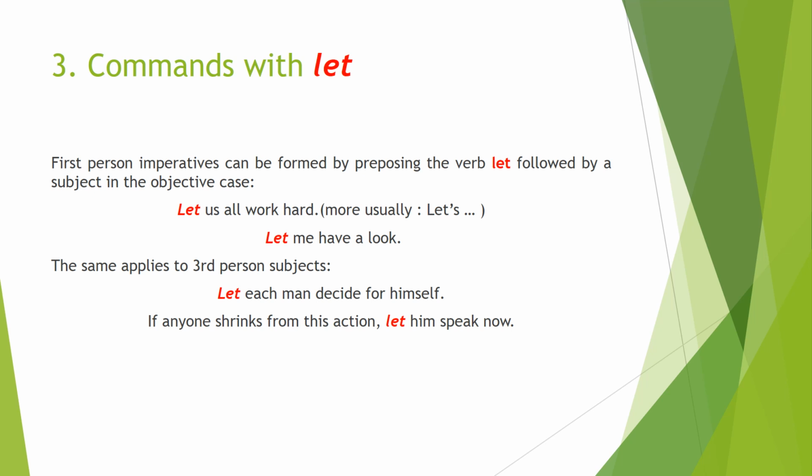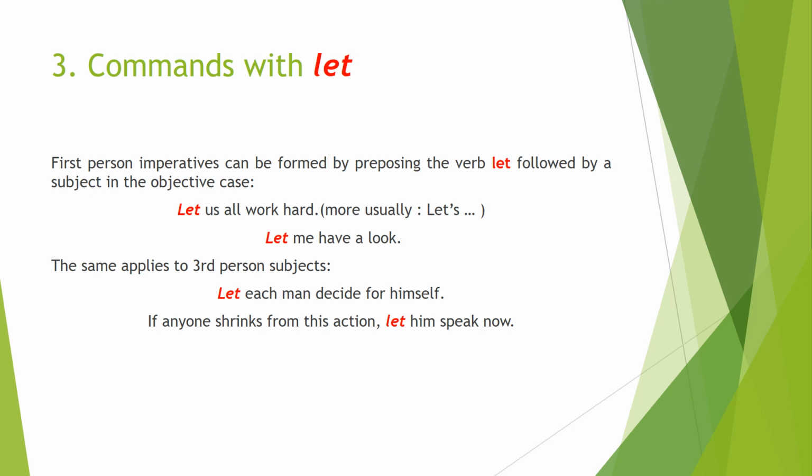So for example, let us all work hard, and usually we say let's. We abbreviate, we shorten us, and we say let's. Let me have a look. I didn't say let I have a look. No, we say let me. I change it into the objective case, the objective pronoun me, because me here is going to function as the object for the verb let. Let me have a look.